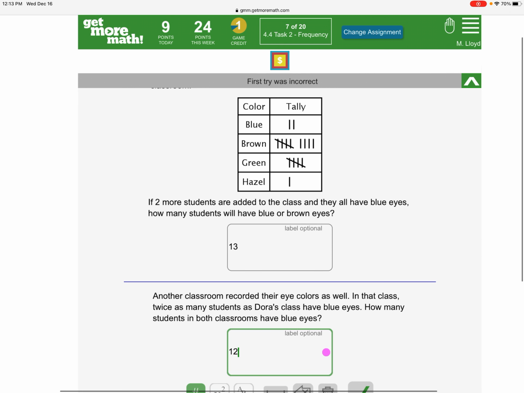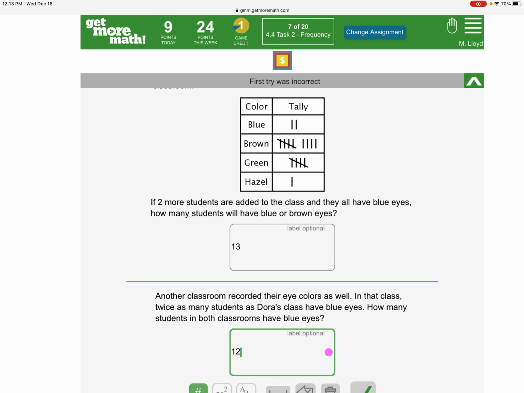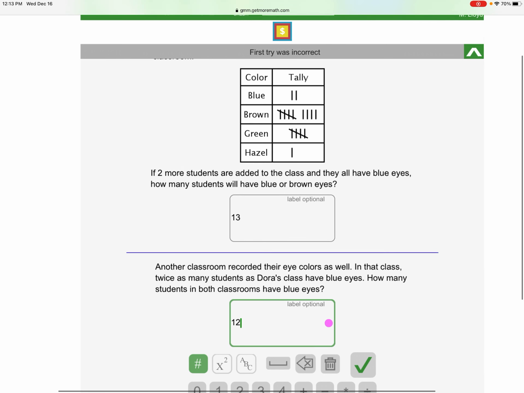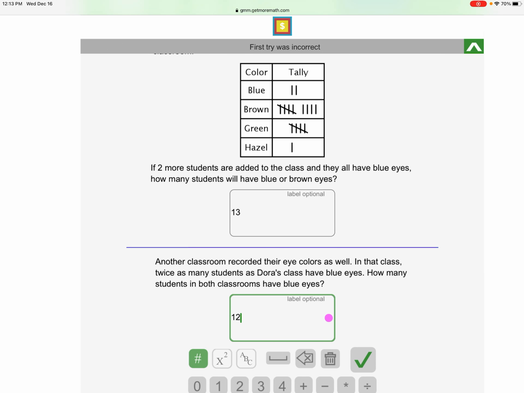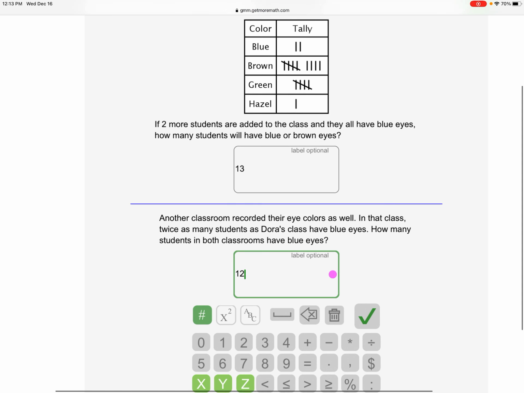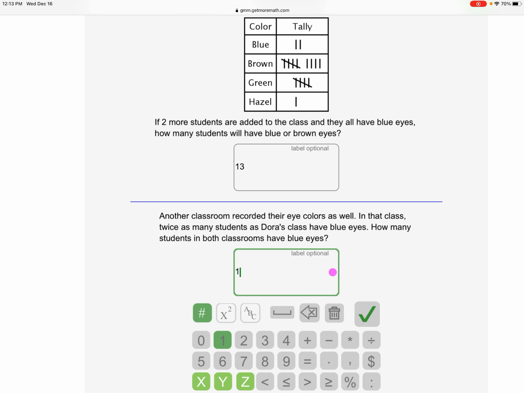What in the world? There's 2. We doubled it to 4. And then another class has twice as many students as Dora's. So 4 doubled is 8. How many students in both classrooms have blue eyes? 4 plus 8 is 12. Well, I don't know that typing 12 in again is going to help me, but for the fun of it, well, now I'm totally going to have to do this problem again, which means I have to make the whole video over again, which I don't want to have to do. So let's see if, what in the world?